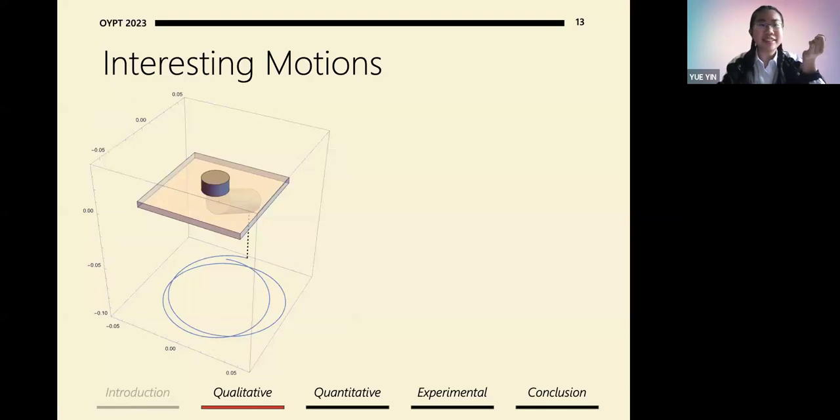And as for the interesting motions, you saw just now that we had a petal-like kind of motion. It looks something like this. I think you can kind of see. I don't know, the GIF is not really working.